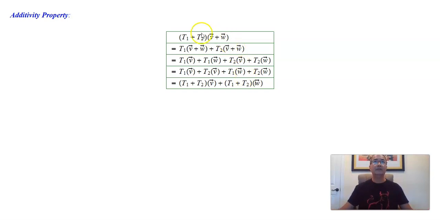There you go. Mission accomplished. T1 plus T2 evaluated at V plus W is exactly the same as T1 plus T2 evaluated at V only, plus T1 plus T2 evaluated at W only. So T1 plus T2 is also additive. It's just as easy to show homogeneity. If you have K times V here, you should get K times V here, and K on the outside of T1 plus T2.